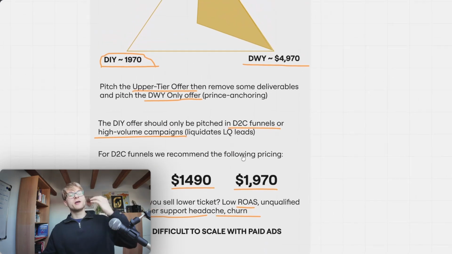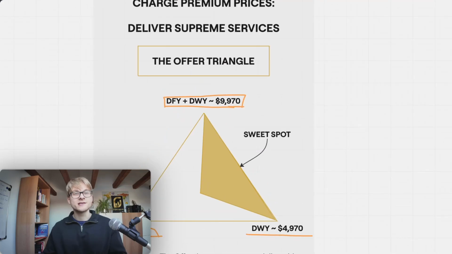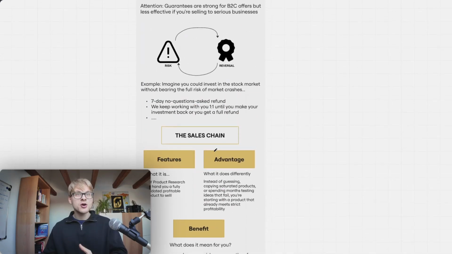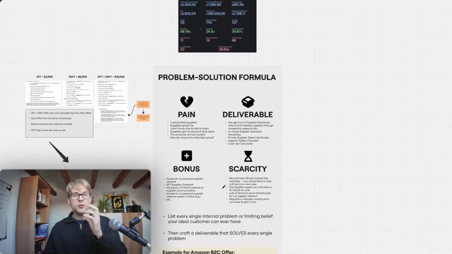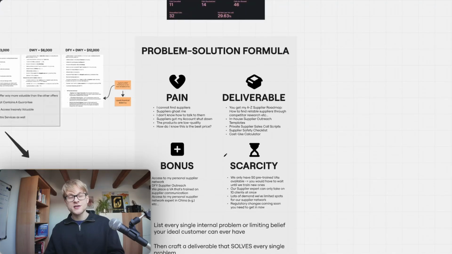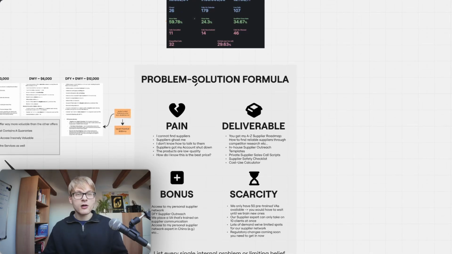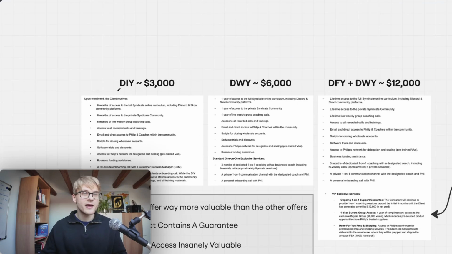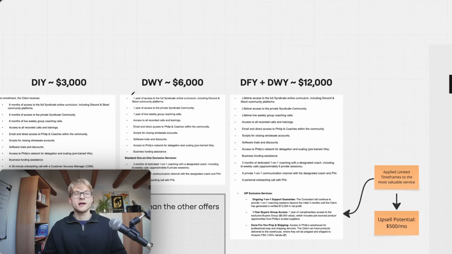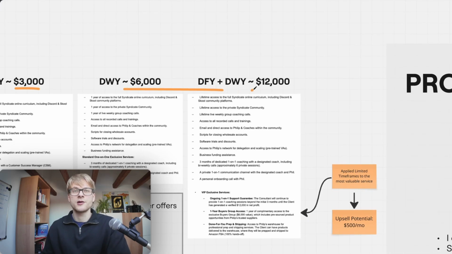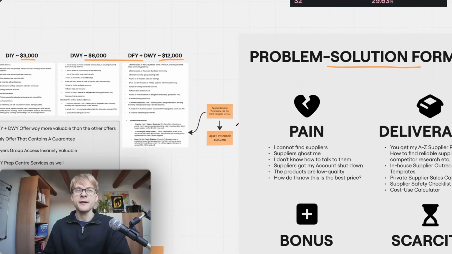And if you want to be able to choose high prices like this, you need to come up with valuable deliverables, with valuable bonuses, with scarcity, and all of them need to solve a problem, okay? So here's literally a perfect way how you can come up with the perfect offer. And I'm going to show you exactly how we did this practically for our client. As you can see, we priced them a bit differently, $3,000, $6,000, and $12,000, right?